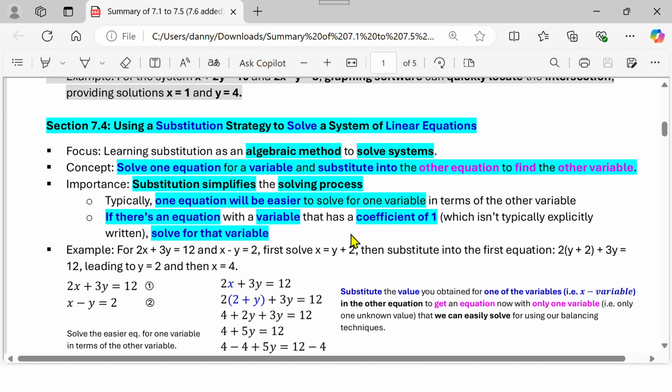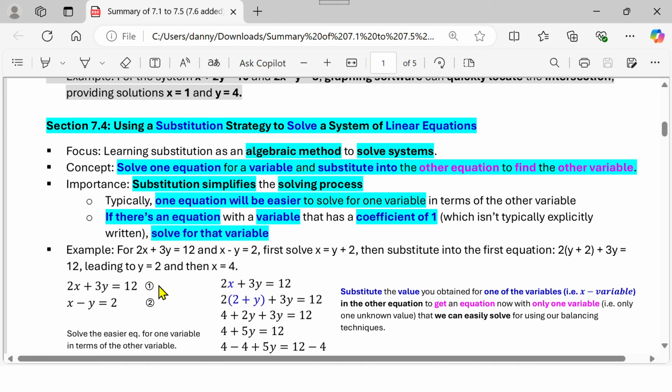Section 7.4 dealt with substitution. Now we're using algebra to solve equations, which is good because solving via graphing is time consuming and it doesn't give you an accurate answer. It gives you an approximate answer. We want an absolute exact answer. So we use substitution.